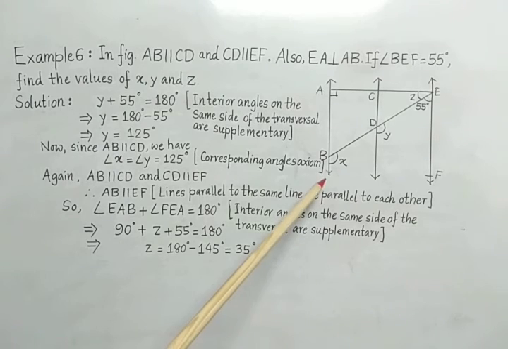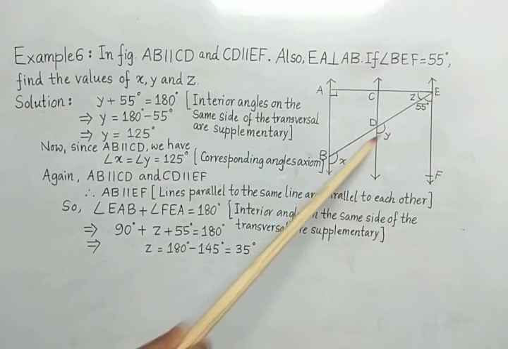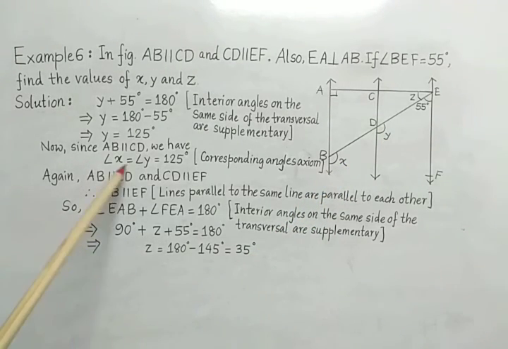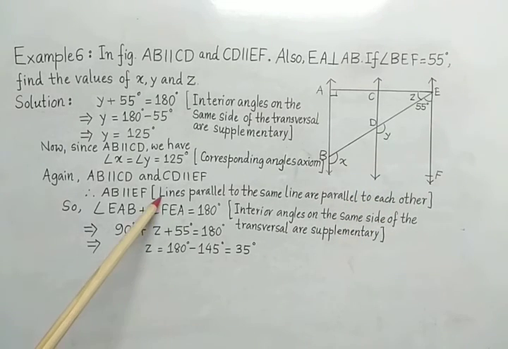Now if we consider AB and CD, these two are also parallel lines. So here if you see angle X and angle Y, what kind of angles are they? Yes, they are corresponding angles. So angle X and angle Y will be equal by the corresponding angles axiom. So the value of angle X also will be 125 degrees. Now in the question it is given that AB is parallel to CD and CD is parallel to EF. So can we say AB is parallel to EF? Yes, of course we can. There is a theorem: lines parallel to the same line are parallel to each other. From there we can say that AB is parallel to EF.